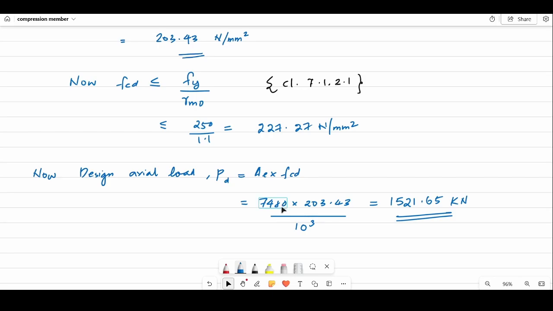Now AE, the sectional area, is obtained from our IS 808 itself. There is a small a, which is the sectional area, and it was 74.8 centimeter square. In millimeter square this will be 7480, and multiplying, we obtain the load as 1521.65 kilonewton. So this will be our final answer, the design capacity for the ISHB column, which has 3 meter length and both ends fixed.